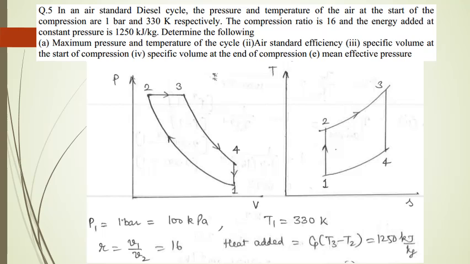Now P1 equals 1 bar, that is 100 kilopascal, T1 equals 330 Kelvin, and the compression ratio, which is V1 upon V2, is equal to 16, and the heat added during constant pressure heat addition is equal to Cp into (T3 minus T2), and that is given as 1250 kilojoule per kg.